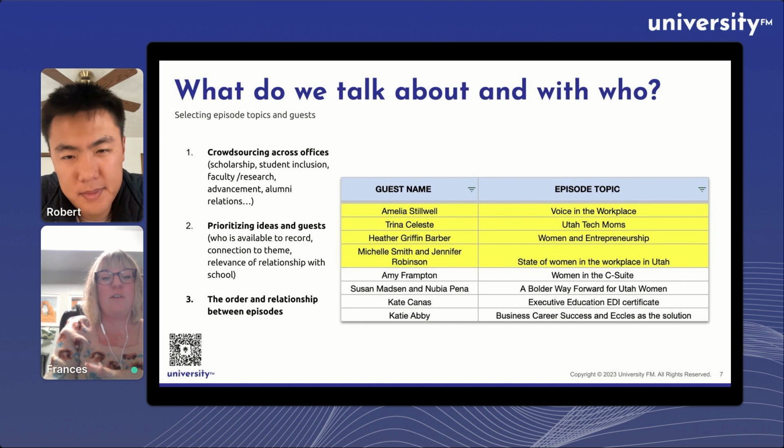So they were really focused on policies and initiatives that companies and other organizations can have to really nurture a sense of belonging for women and other minoritized groups in the workplace. And then Amy Frampton is in the C-suite. So she was really well positioned to talk about that difficulty of women reaching executive leadership and the challenges that they face when they're there.